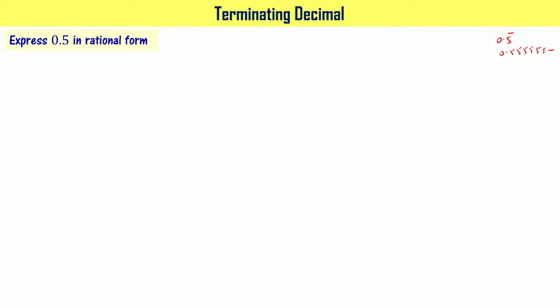0.555555 and so on, right? But that is not the case. That's why we say it is a terminating decimal. 0.5 can be written as 0.5 by 1. Do you call this a rational number? No, right? The reason for that is 0.5 is not an integer.